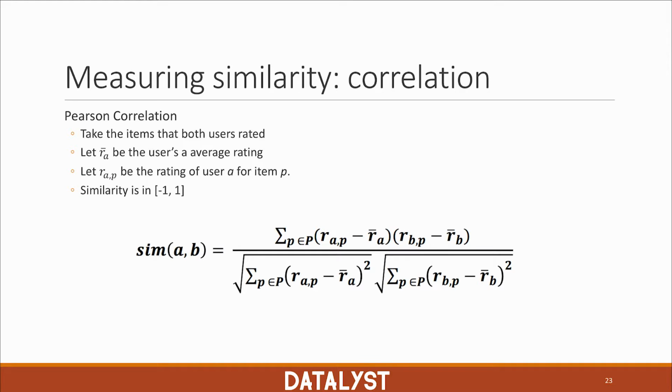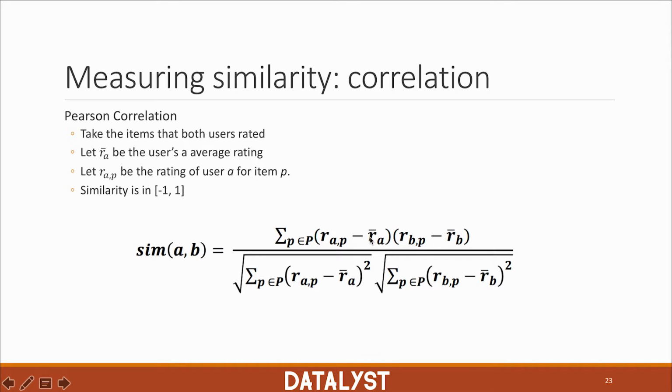So how can we measure the similarity between users? Well, we simply take the Pearson correlation. If two users have rated completely different items, then their similarity is obviously 0. If not, then we take the items that both users rated. Let's say that R_A with an overscore is user A's average rating, and R_A,P is the rating of user A for item P. We do this normalization in order to get a score that indicates how far above or below the average a user deems an item to be. We do the same thing for user B.